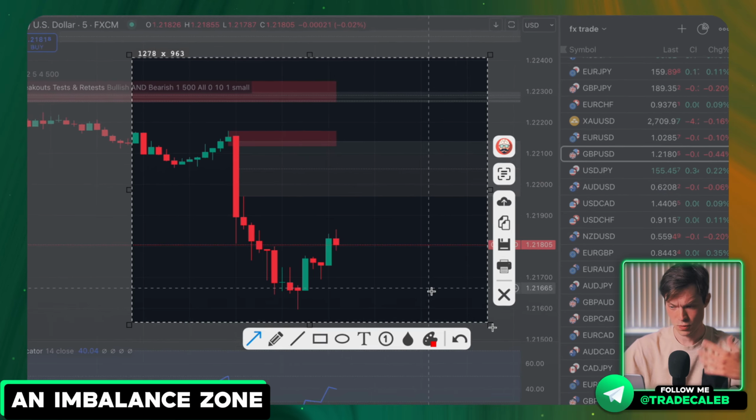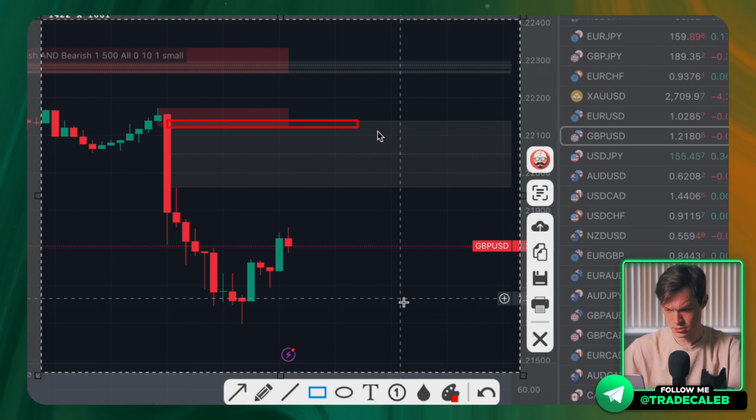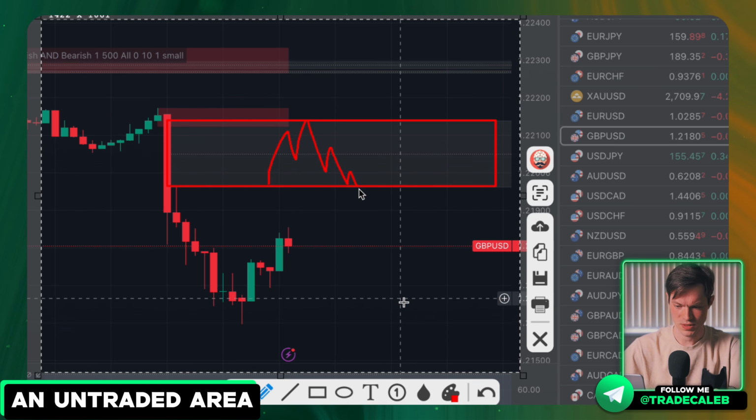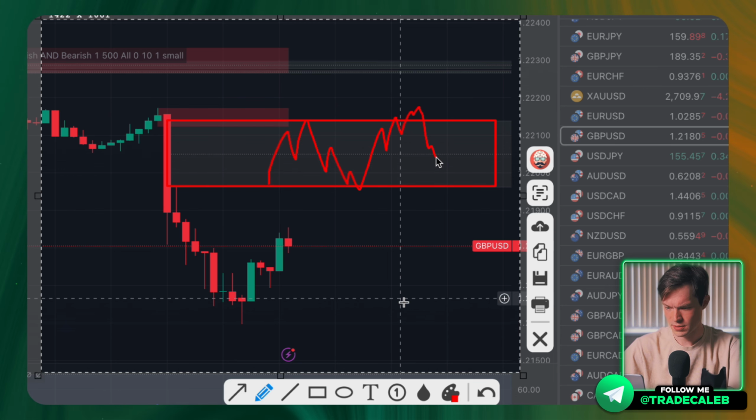We have an imbalance zone here. It looks like this. It is marked with a gray area. In fact, it is an untraded area, so there could be some chart movement here. But because we just fell down to the next level by one candlestick, we have a void left here, which needs something to fill.